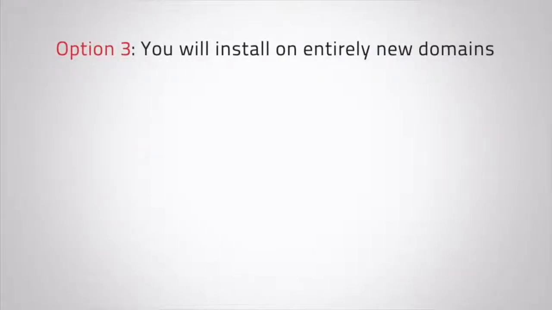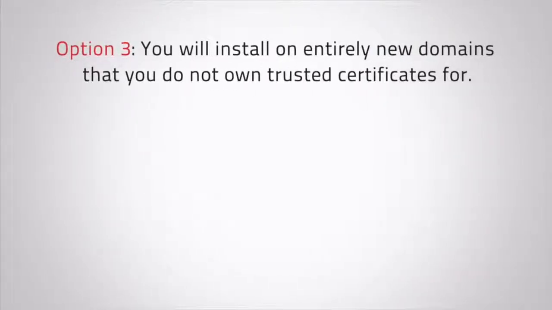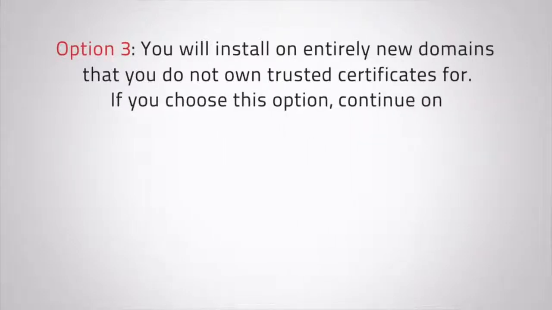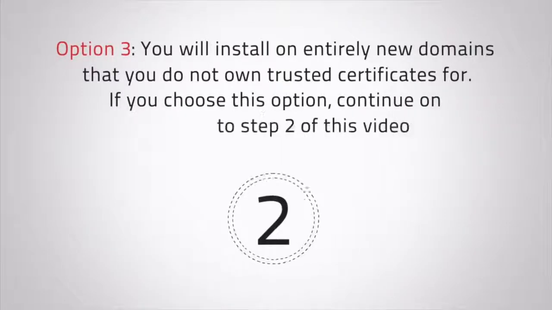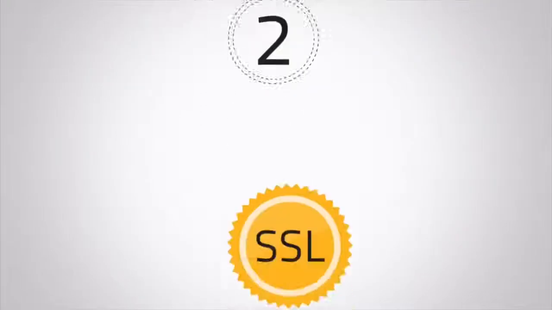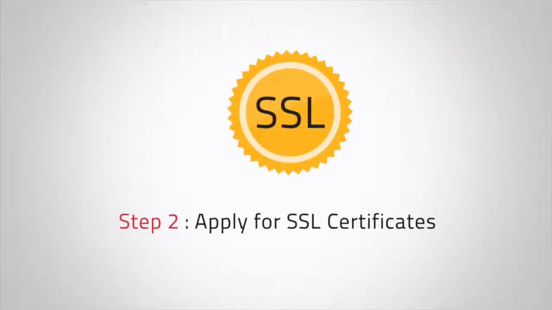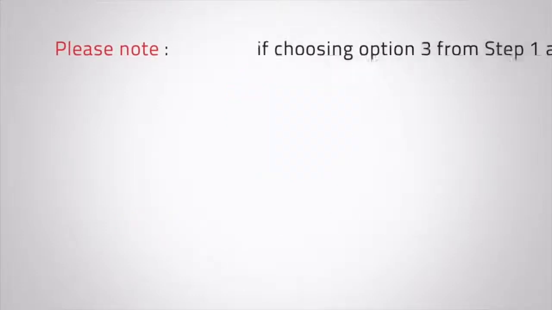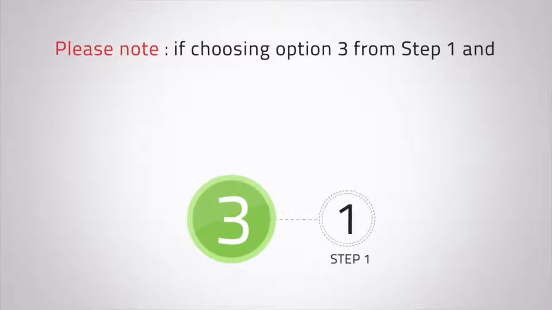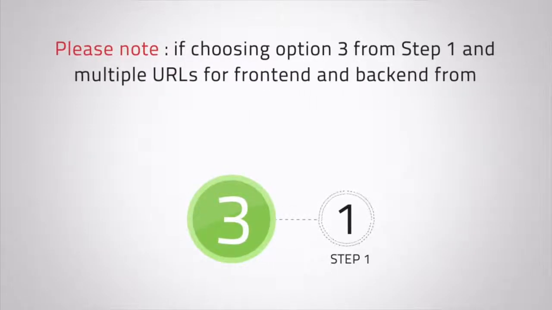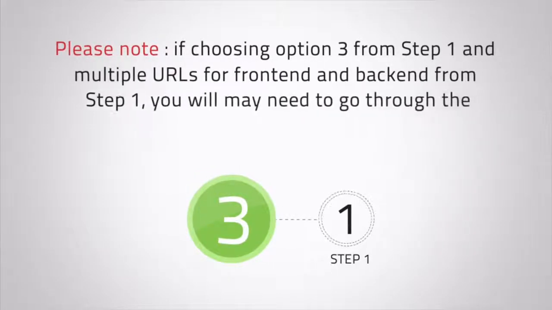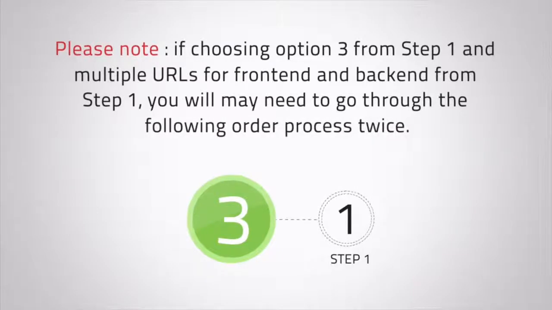Option 3. You'll install on entirely new domains that you do not own trusted certificates for. If you choose this option, continue on to step 2 of this video. The trusted SSL certificates required for installation are provided free for CMDM customers. Please note, if choosing option 3 from step 1 and multiple URLs for front-end and back-end, you may need to go through the following order process twice.